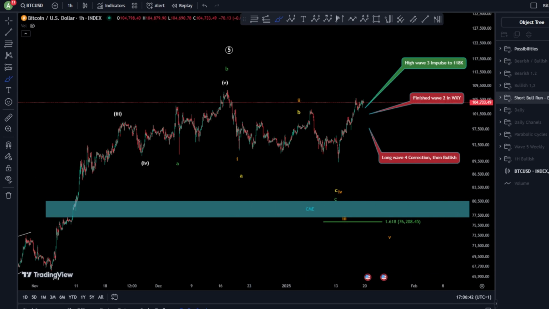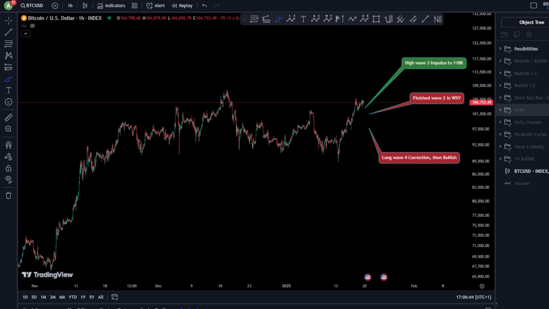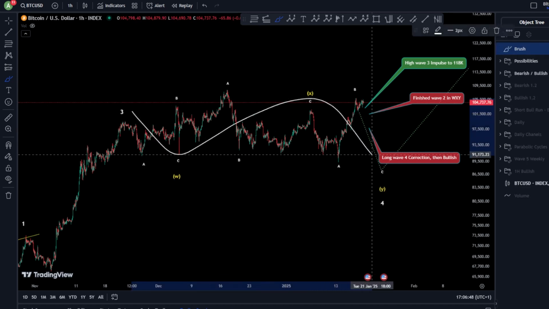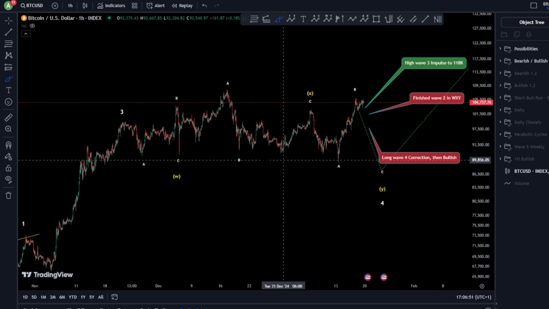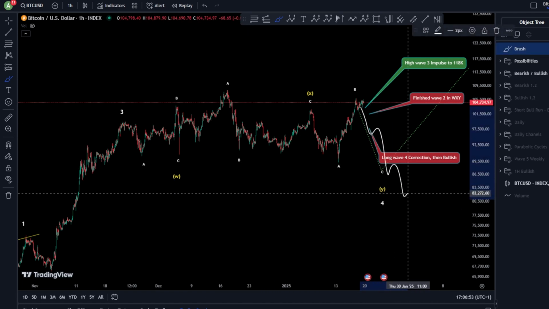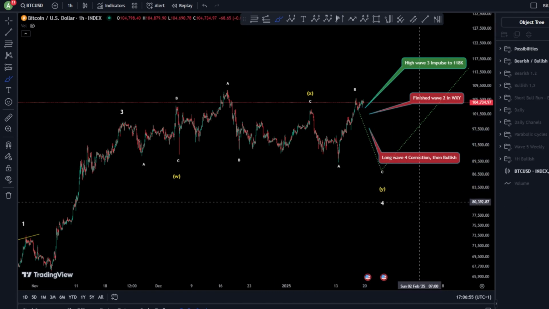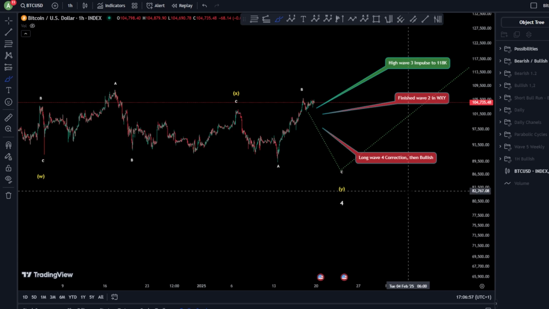Of course, before coming to this area, we want to make sure that we are not in this scenario, a longer WXY. So once we break this level, we take the low, we have to reanalyze how much potential the bearish still can continue. So these are the possibilities, guys.